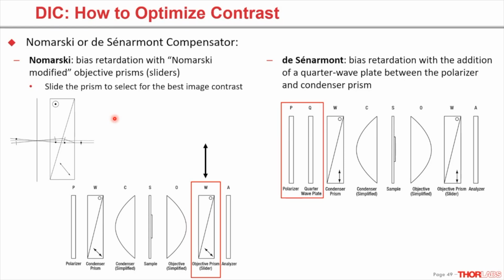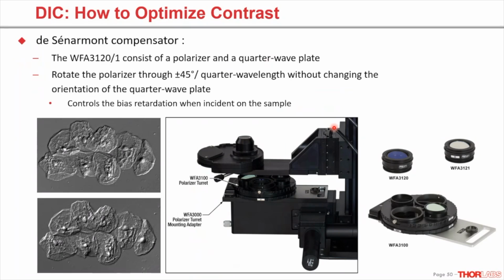The second method is the Senarmont method, and the bias retardation occurs with the addition of a quarter wave plate between the polarizer and the condenser prism. And so how the Senarmont compensator works is you rotate the polarizer through plus or minus 45 degrees, or a quarter wavelength, without changing the orientation of the quarter wave plate. So this allows you to control the bias retardation incident on the sample.